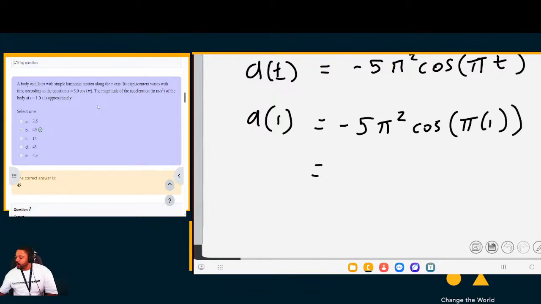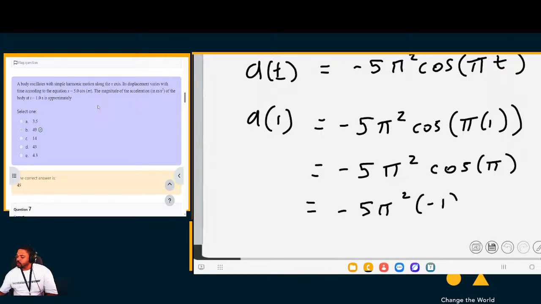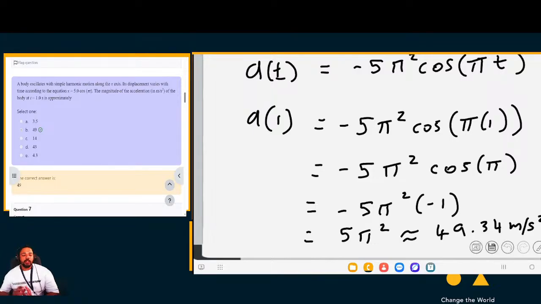Now the cosine of pi, that's negative 5 pi squared times cosine of pi. The cosine of pi is negative 1. So it's negative 5 pi squared times negative 1. That just gives me 5 pi squared, which is approximately 49.34 meters per second squared. Okay, that is all that is to this problem.